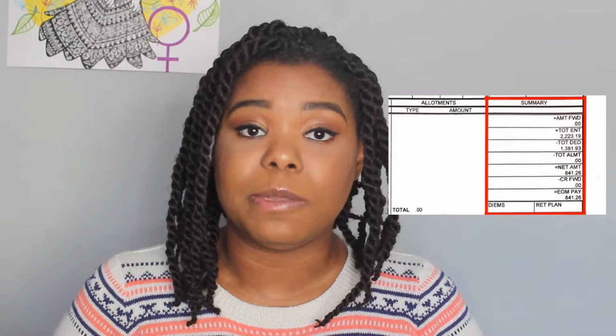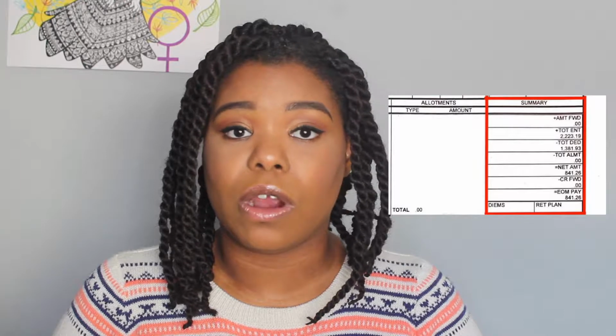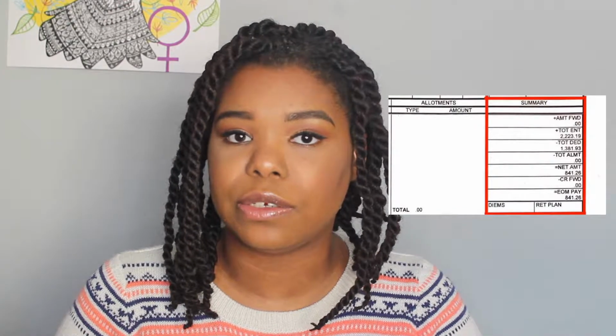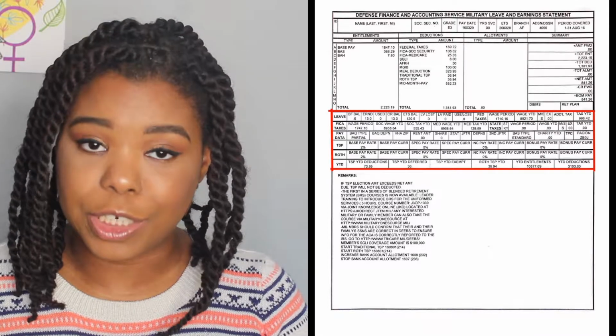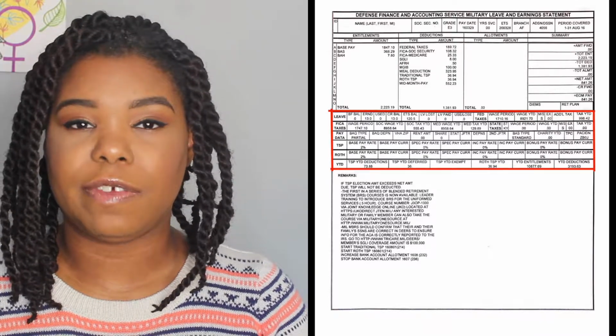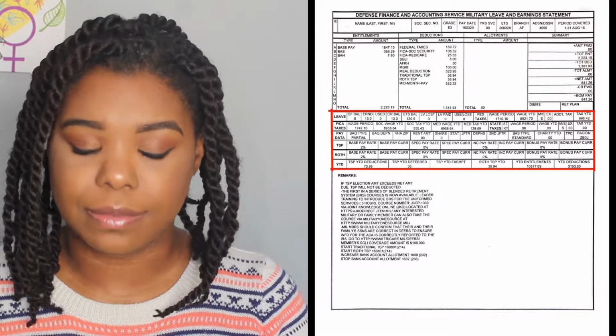And then everyone in the military after 2018 is automatically put into the blended retirement plan. And this is the section that tells you which plan you were elected into. All right, section 3. I like to call it your leave and wages information.